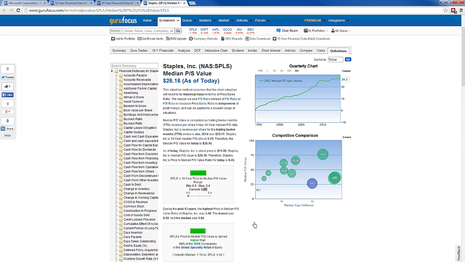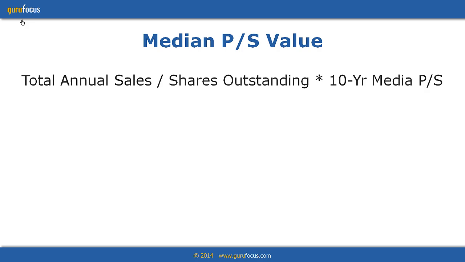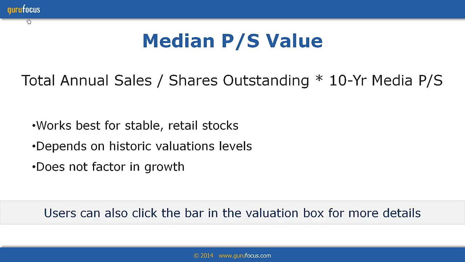We know the brick and mortar industry and the office supply business has been hit, just like Best Buy has been hit, and they're trying to survive against the Amazons and the online competitors. So obviously there's a reason it's on the low end, but it's just one more way to value the stock and look at it from that angle. So that's the median price to sales value. Okay, does that one make sense? It's pretty easy, right?